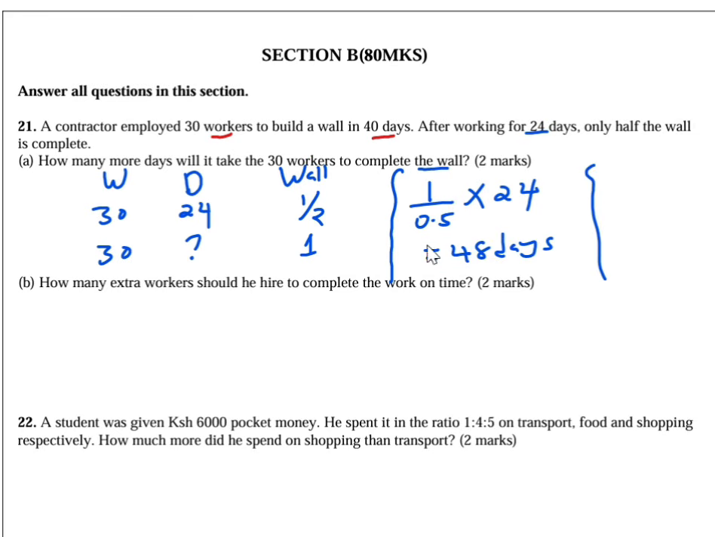But that is not the answer according to the question. How many more days will it take 30 workers? So how many more? We outline this. More inamaanisha, remember they have worked for 24 days and they'll need 48 days to complete. More is the difference between the days they will take to complete the work and the days they have worked. So it will be 48 minus 24, and you can see they'll need 24 more days to complete the work. Very simple, you score those 2 marks.